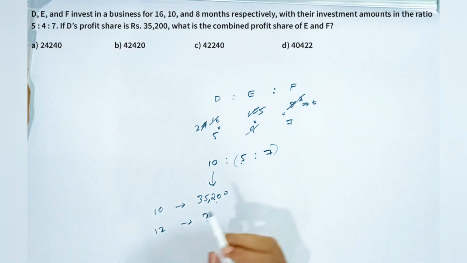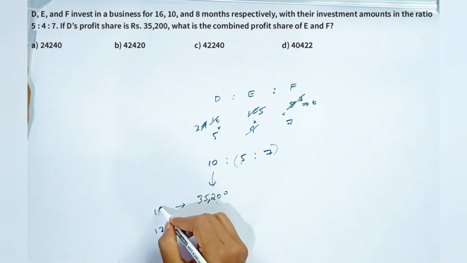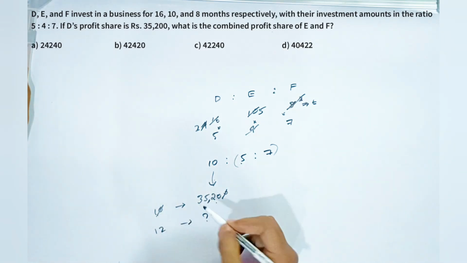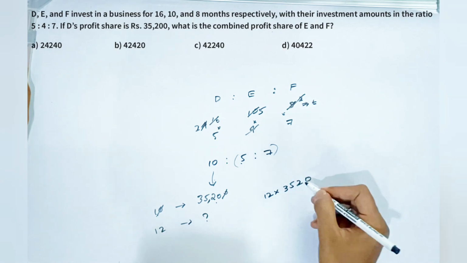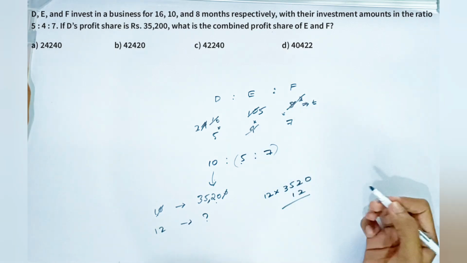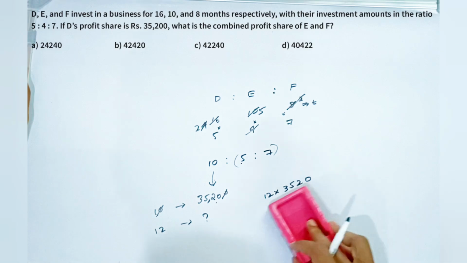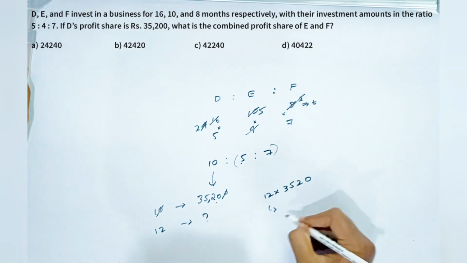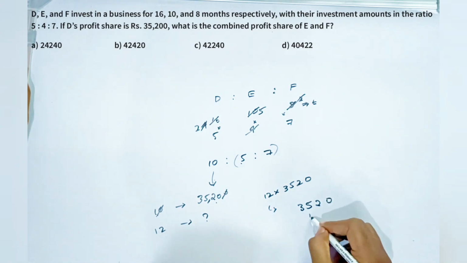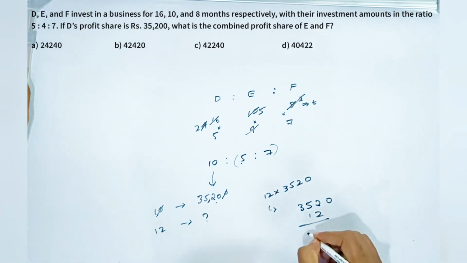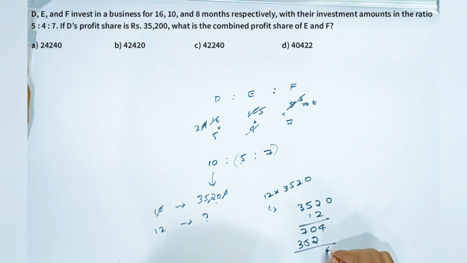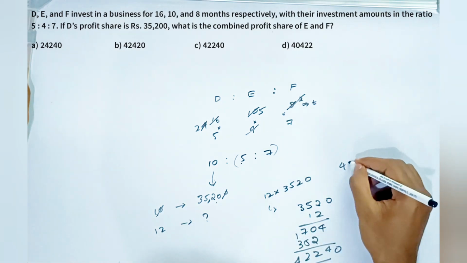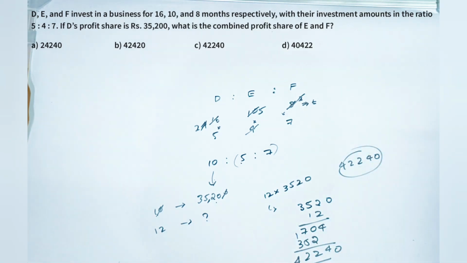It is nothing but a cross multiplication, or we can cancel here. So 0, 0 cancel, which means 1 part is equal to 3520. 12 parts is nothing but 12 into 3520. We can just multiply this to get the answer. 352 into 2 is 704, and adding it up, the answer is 42240.